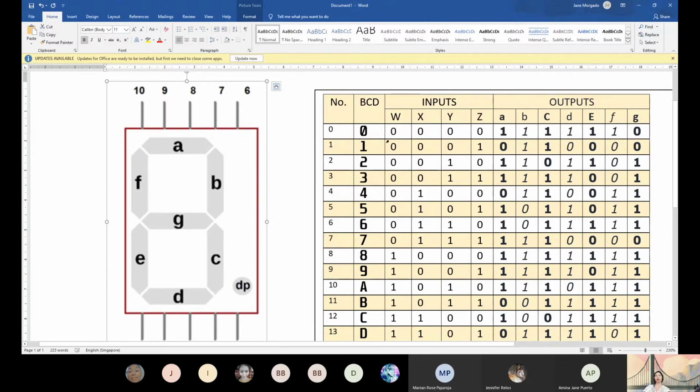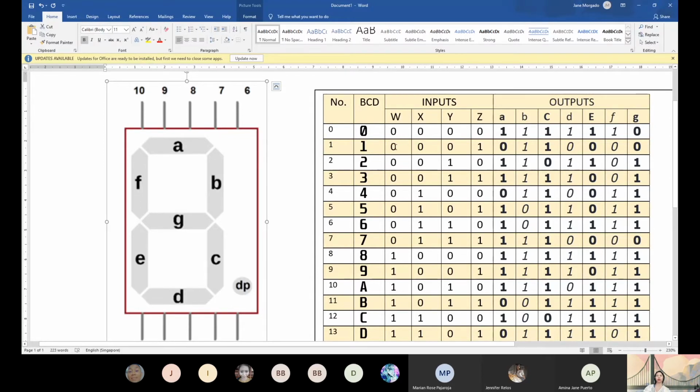So if you have an input of 0, 0, 0, 0, so you have 4 inputs, right? So that means that the A, B, C, D, E, F will illuminate. Yan lang iilaw. Okay? So that's why ang makikita mo ay 0 here. Okay? Paano naman pag 1?